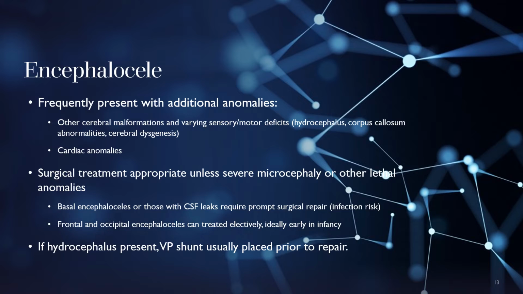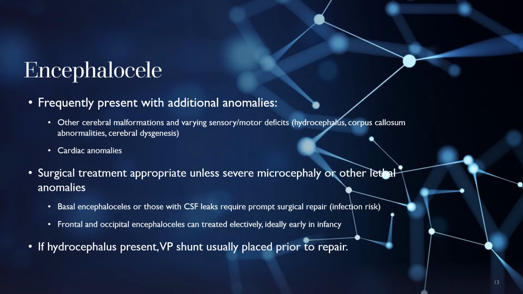Again, they frequently present with additional anomalies, with varying degrees of sensory motor deficits depending on the type of encephalocele. These patients can have hydrocephalus, corpus callosum abnormalities, and cerebral dysgenesis, as well as cardiac anomalies. So again, review the history and the other tests to make sure you're not missing other associated conditions.